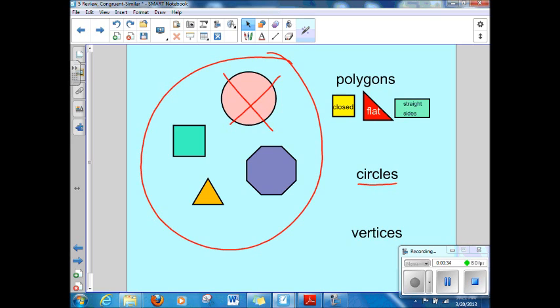The next word, vertices, remember that is plural for the word vertex, and that is where two or more lines come together. That's called the vertex. And if you look at this figure here, it's got 1, 2, 3, 4, 5, 6, 7, 8 vertices. And notice that the sides, 1, 2, 3, 4, 5, 6, 7, 8, the sides go along with the vertices. So that was our polygons.